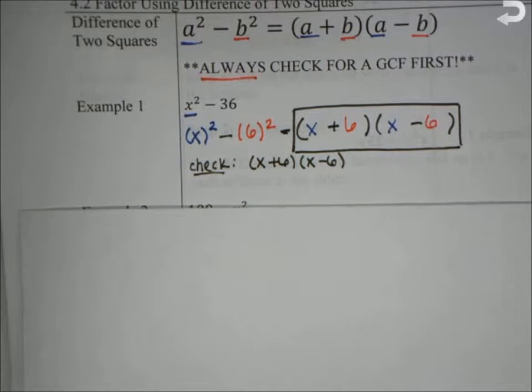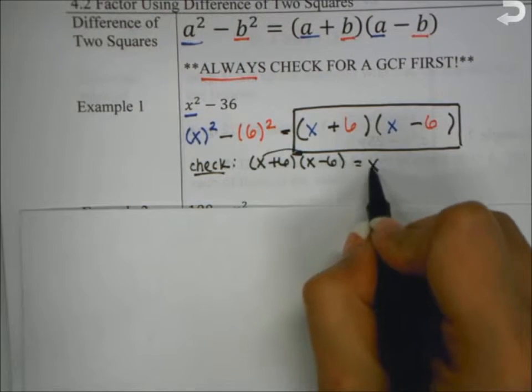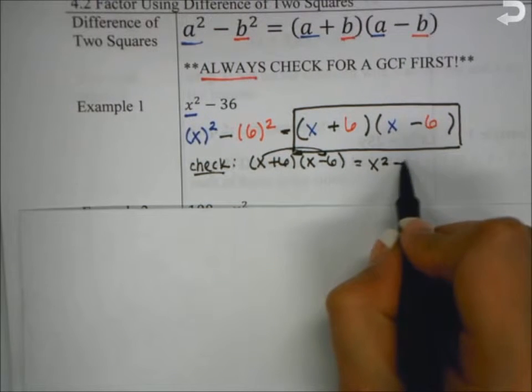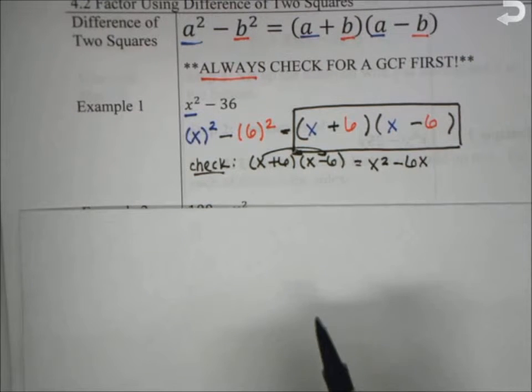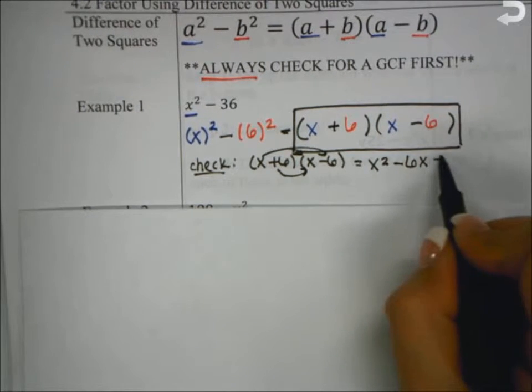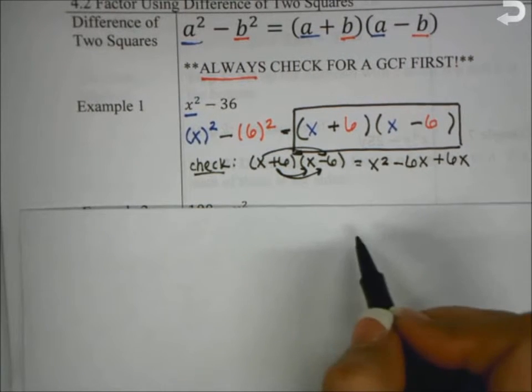So we would use FOIL here. x times x gives me x squared. x times negative 6, negative 6x. Positive 6 times x, positive 6x. And positive 6 times negative 6, negative 36. We need to combine like terms.